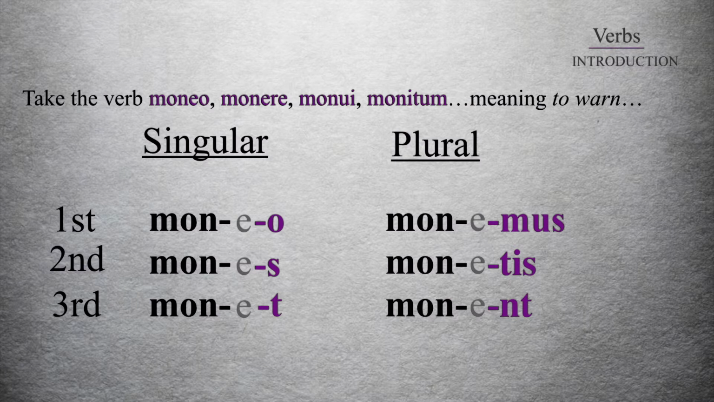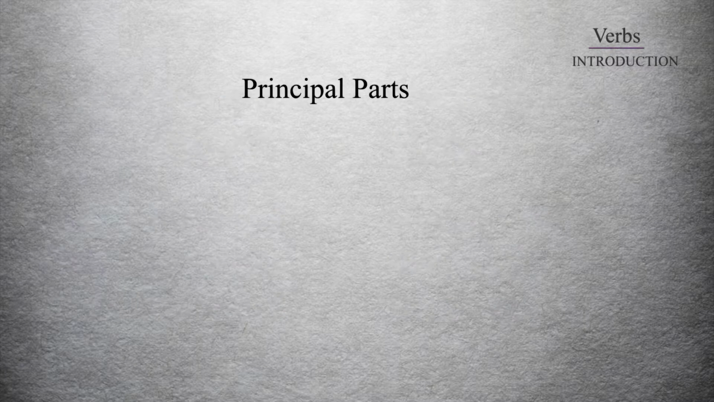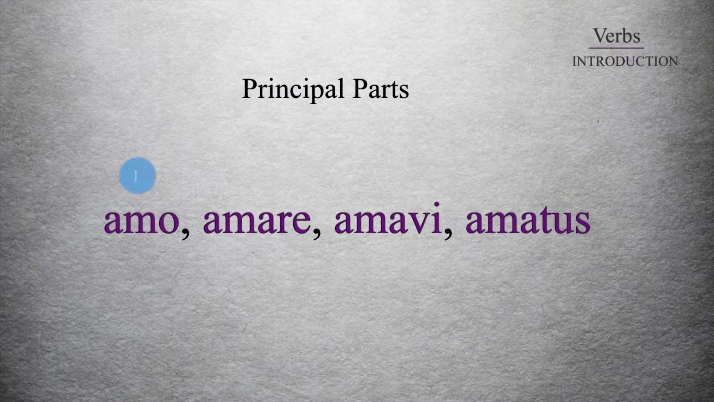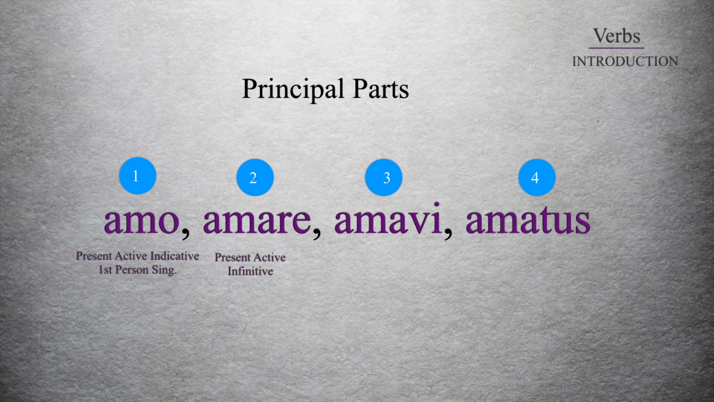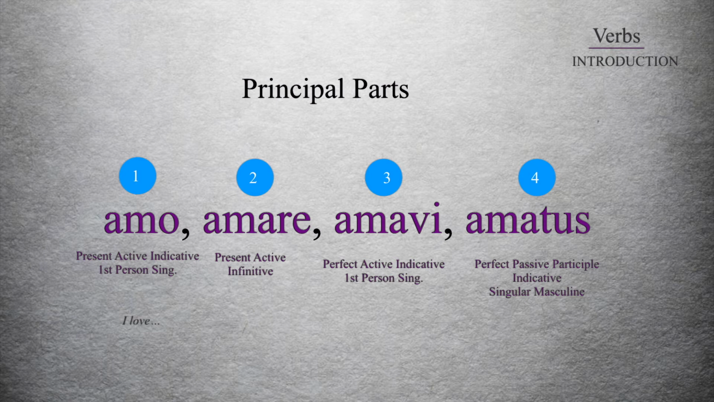Now I promised you all a look at the principal parts of a verb. Let's choose the verb amo, amare, amavi, amatus, meaning to love. The first principal part is the present active indicative first person singular. The second, the present active infinitive. The third, the perfect active indicative first person singular. And finally, the fourth, the perfect passive participle. I love, to love, I loved, and having been loved.